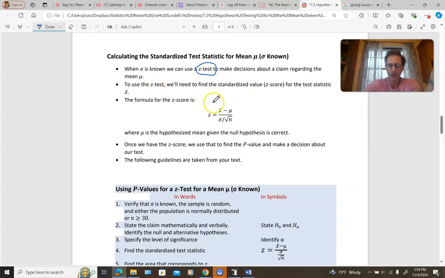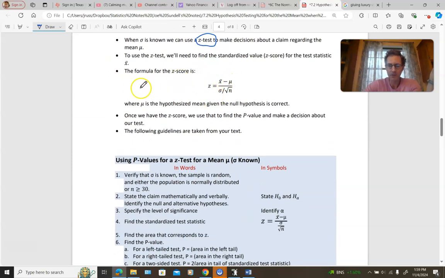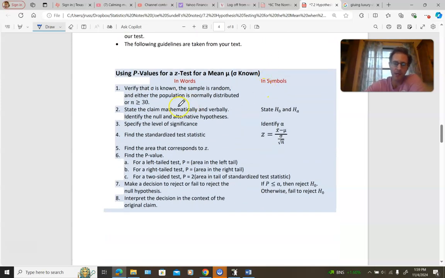Okay. So this is the formula that we use. Mu is the hypothesized mean given by the null hypothesis. Okay. And then once we have that z-score, we use that to find the p-value, because once we know the p-value, we can compare that with alpha, our level of significance, and that will dictate what we do. Okay. And this just kind of summarizes everything that we've discussed.